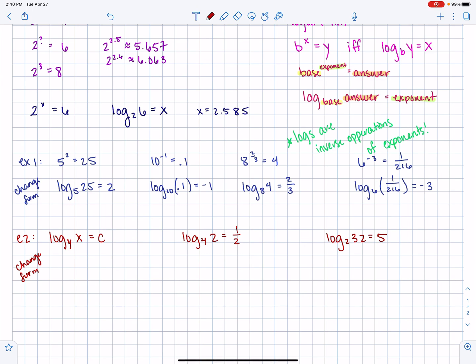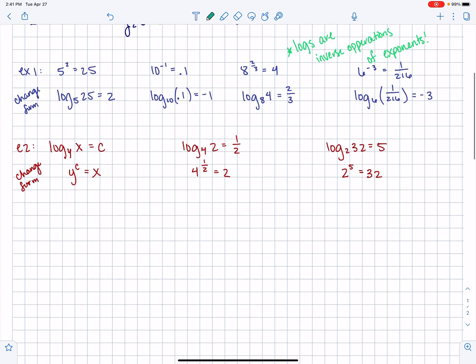All right, so bases stay the same. So y is the base. Now to the power of c is equal to x. For our next one, 4 to the power of 1/2 is equal to 2. And that's definitely true there. The power of 1/2 is the square root. So 4 to the power of 1/2 is equal to 2. And this last one, 2 to the power of 5 is equal to 32. And once again, that is true. 2 to the power of 5 is equal to 32. So hopefully you can see that you can actually solve some of these logarithms without using a calculator.